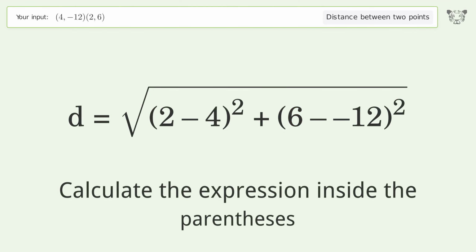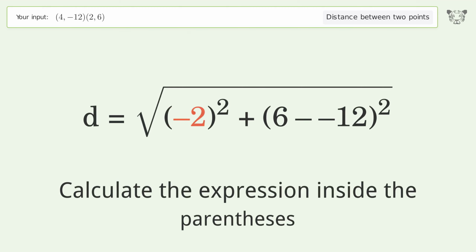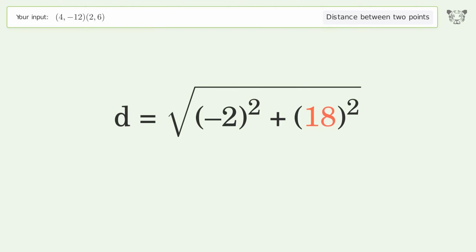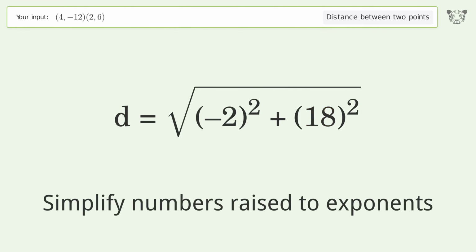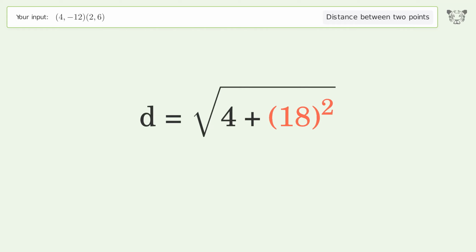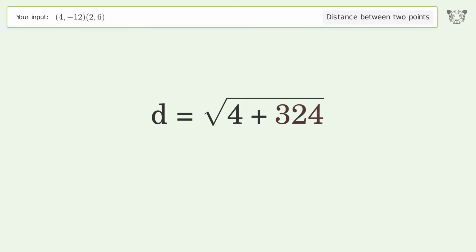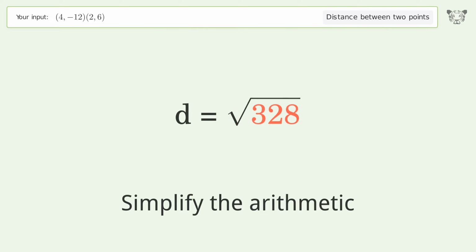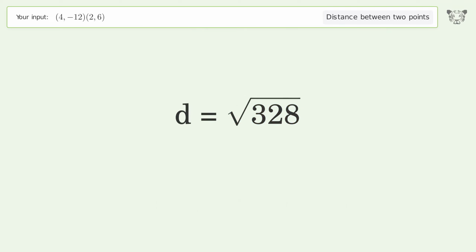Calculate the expression inside the parentheses. Simplify numbers raised to exponents. Simplify the arithmetic. And so the distance between the 2 points is the square root of 328, or 18.111.